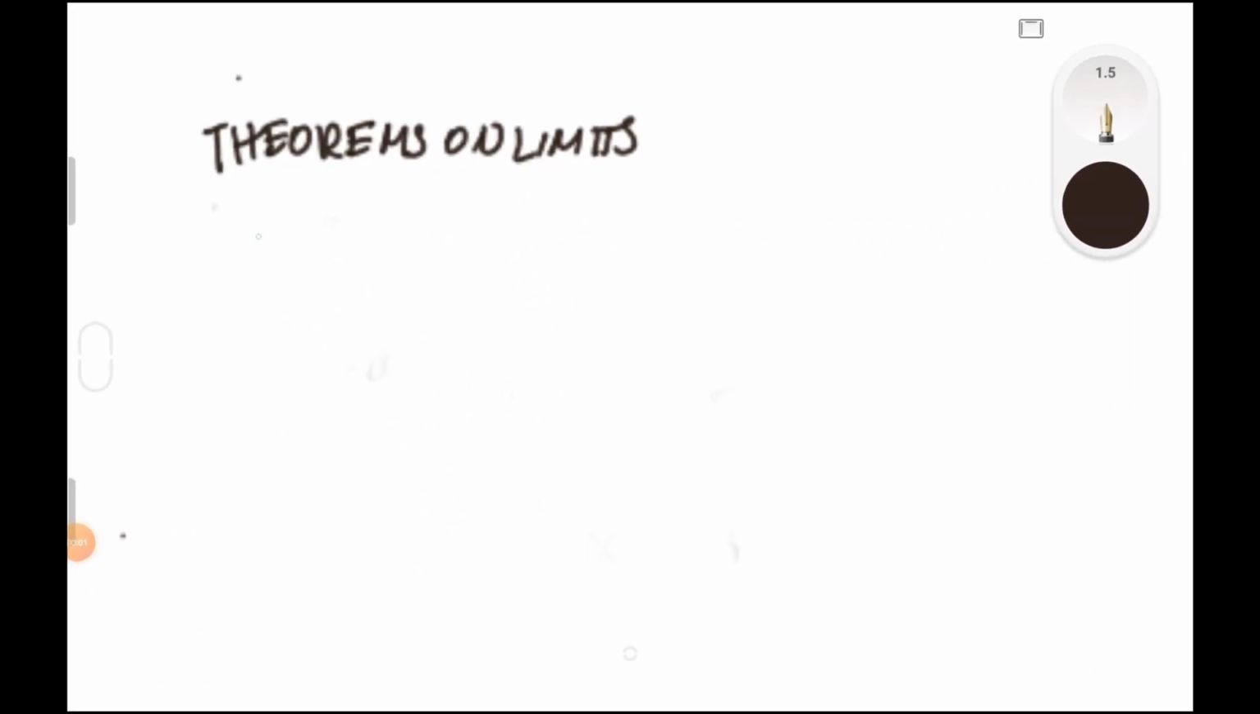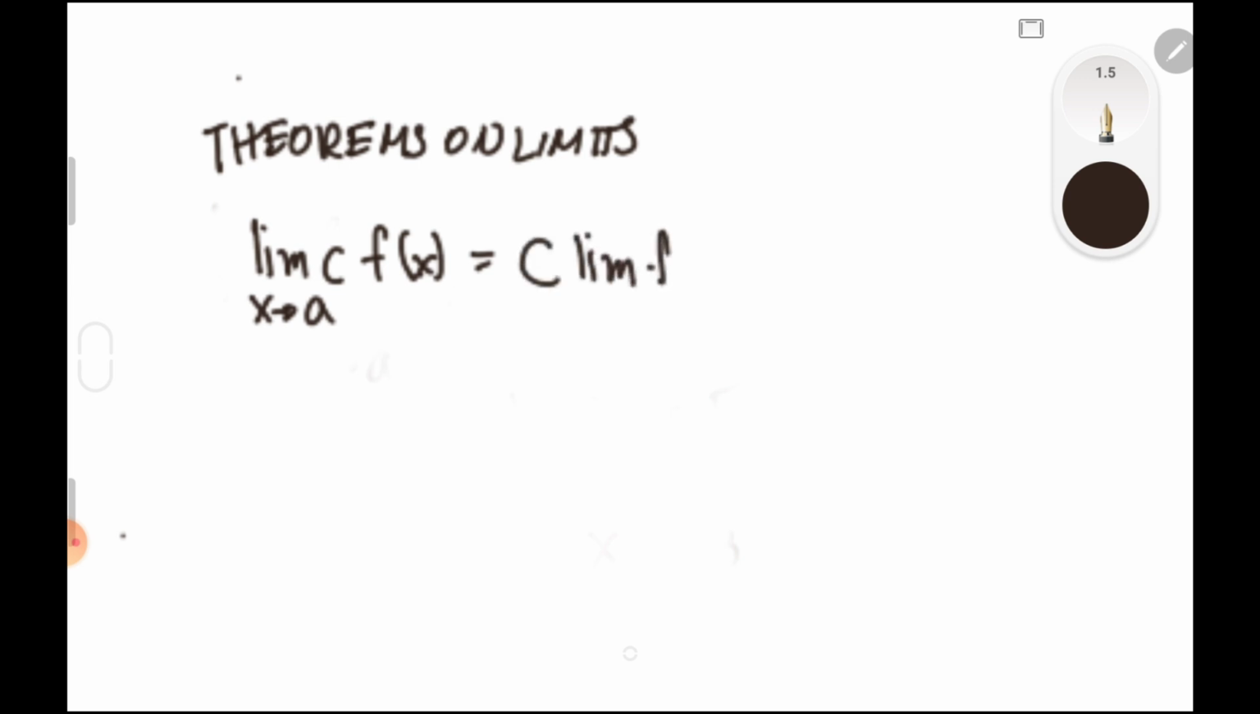The third theorem will be the limit of a constant multiplied by a function as x approaches a can be written into the constant multiplied by the limit of f of x, so we can take the constant out. Example is your f of x is equal to 5x squared plus 5.